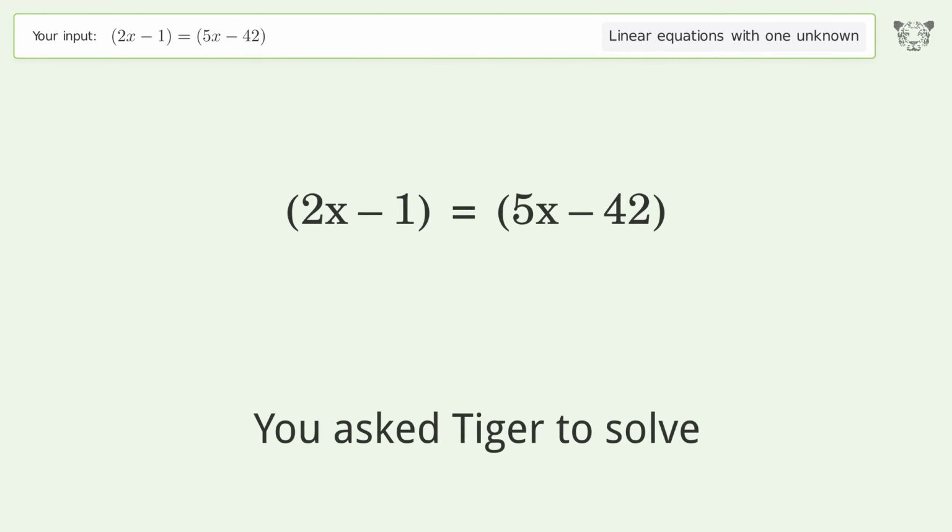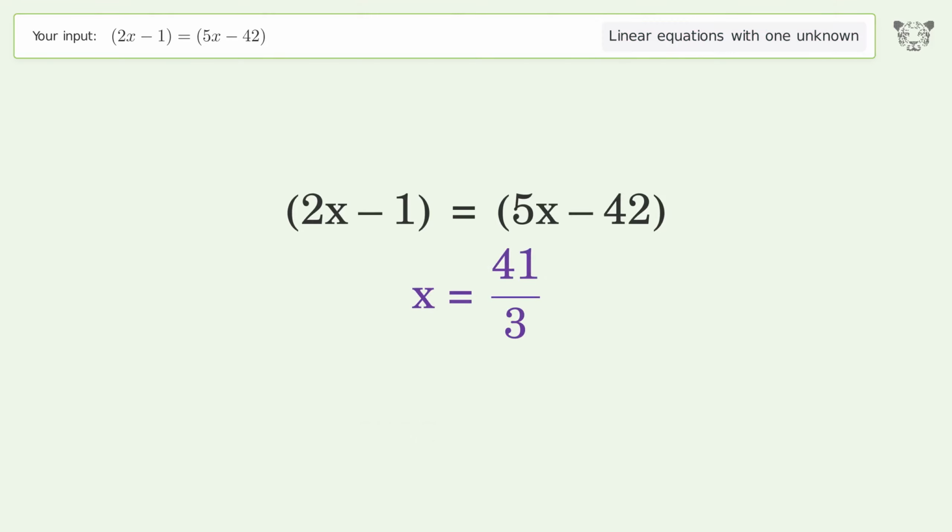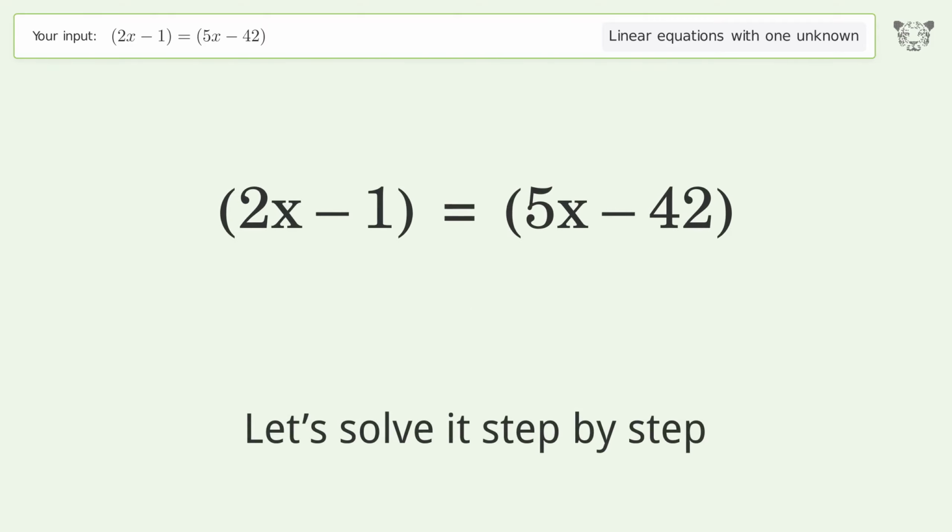You ask Tiger to solve. This deals with linear equations with one unknown. The final result is x equals 41/3. Let's solve it step by step.